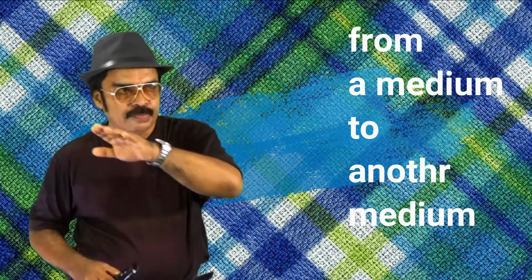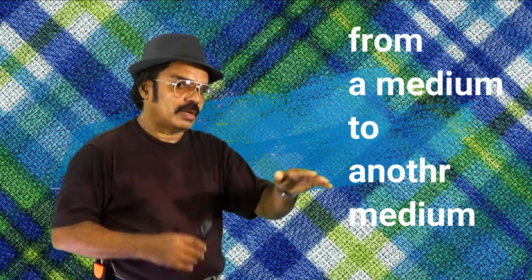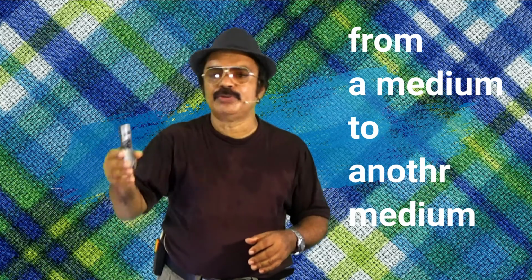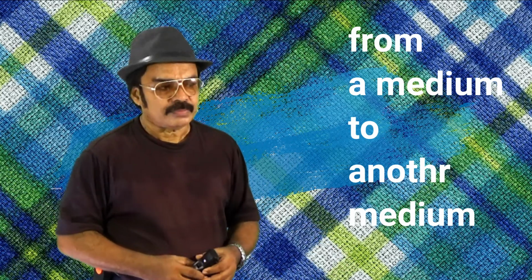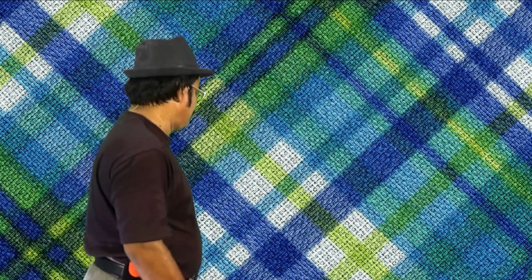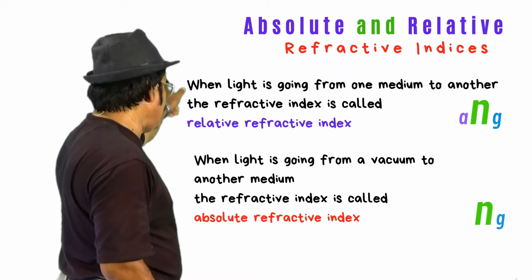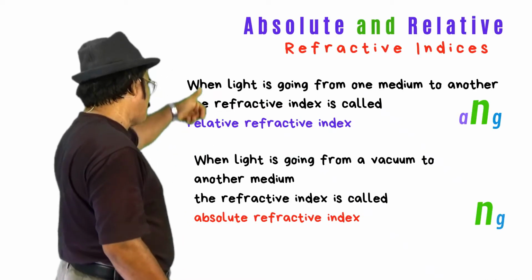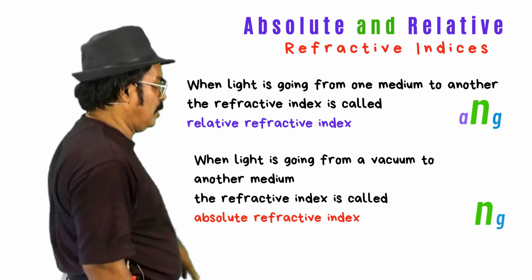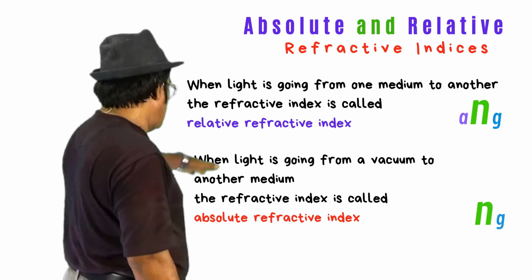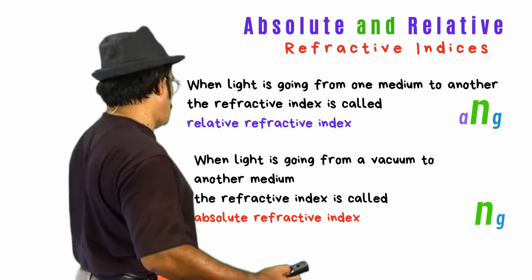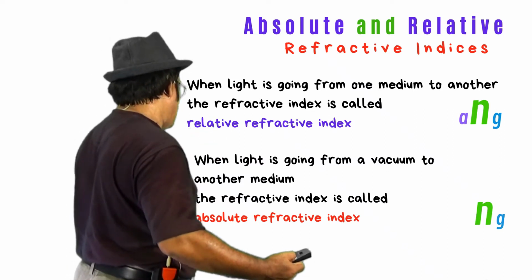For example, when light goes from air to glass, A nu G, relative refractive index. When light goes from water to glass, W nu G, relative refractive index. So there are two types of refractive indices. When light is going from one medium to another, for example A nu G, a medium other than vacuum, the refractive index is called relative refractive index. And when light is going from a vacuum to another medium, the refractive index is called absolute refractive index.